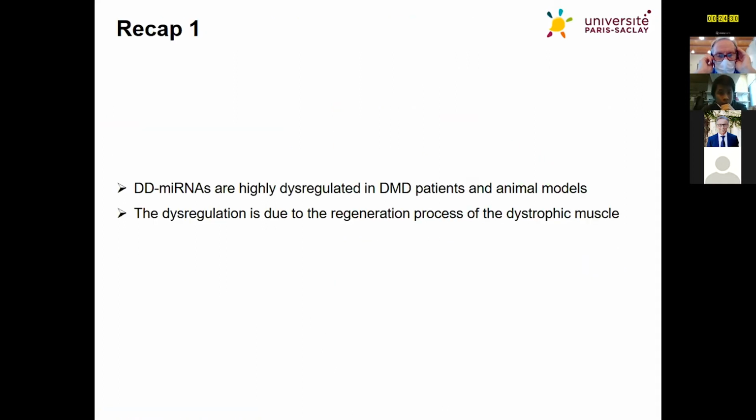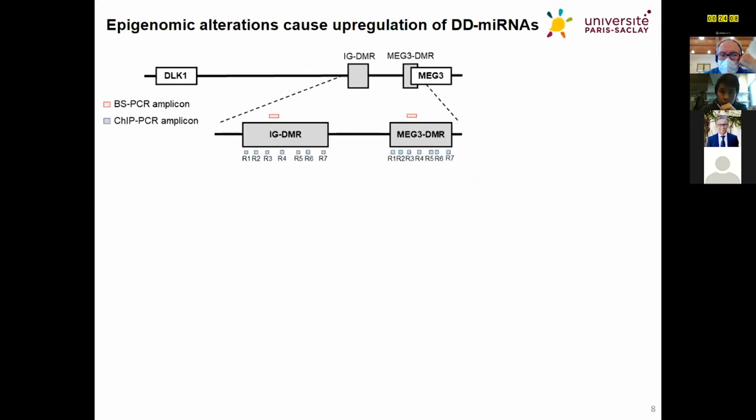So let me put a small recap in this part. We identified a very high dysregulation of the microRNA DD locus in DMD patients and animal models. And we suspect that the dysregulation is due to the regeneration process in the dystrophic muscle. The next question we would like to ask is the mechanistic explanation for the upregulation, and we come back to the regulation of the locus.